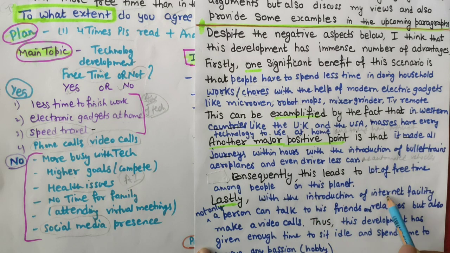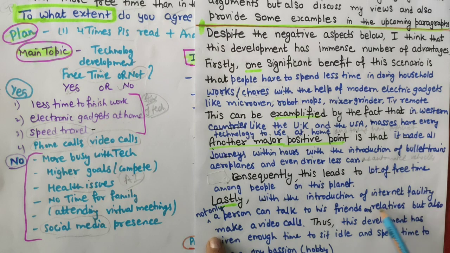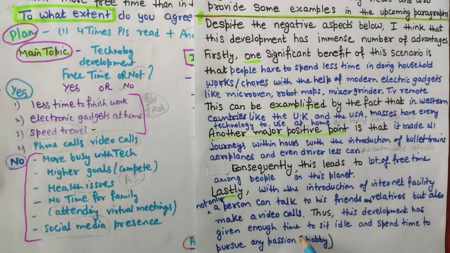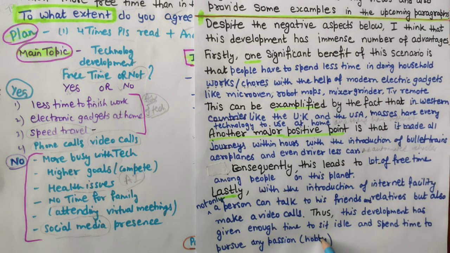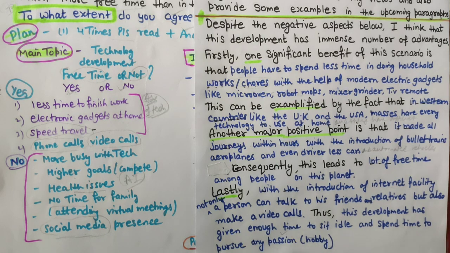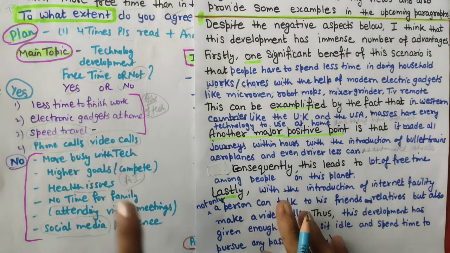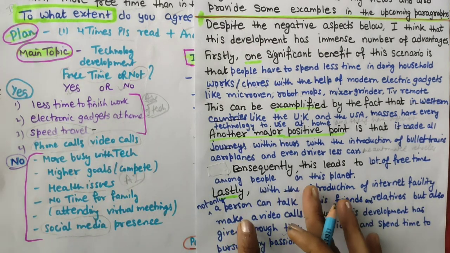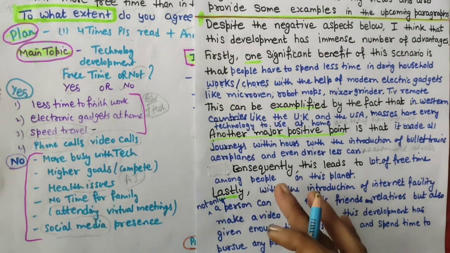Okay. Now last point, this. Lastly, with the introduction of internet facility, not only a person can talk to his friends and relatives but also make video calls. Thus, this development has given enough time to sit idle and spend time to pursue any passion or hobby. Any one word you have to write, either passion or hobby. So I will cut this hobby, I will just write this passion. This is good word. In fact, this is body paragraph 1. These are the points. Please try to fit into the template.